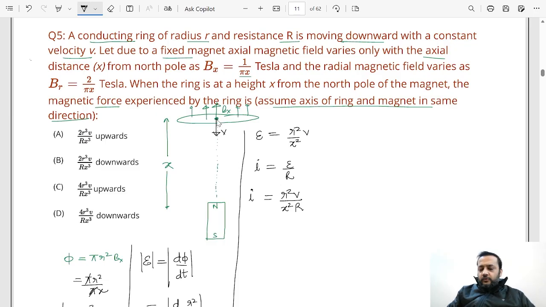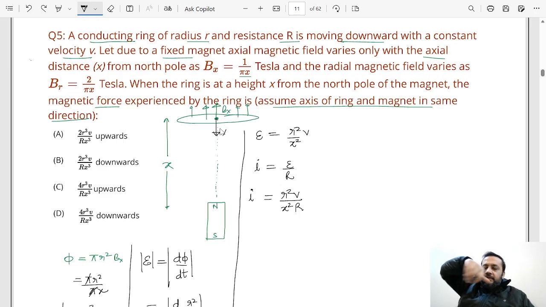Now one more thing: suppose you want to find the direction of the induced EMF, or the direction of the current, then remember Lenz's law. Since the magnetic field Bx is in the upward direction, the upward going flux will increase as the ring falls towards the magnet. Hence the current will be induced to decrease this flux, because Lenz's law says that the EMF or the current gets induced to decrease the flux. So you have to keep your thumb down.